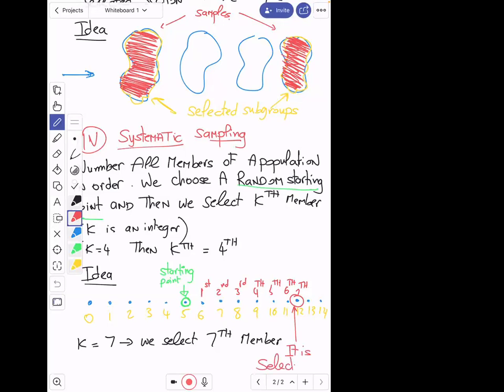I'm going to choose this red point and include it in my sample. Does it make sense now? Again, K is just a random number. It depends on the problem or the exercise. So you pick a starting point and then you count until you arrive at the number K.